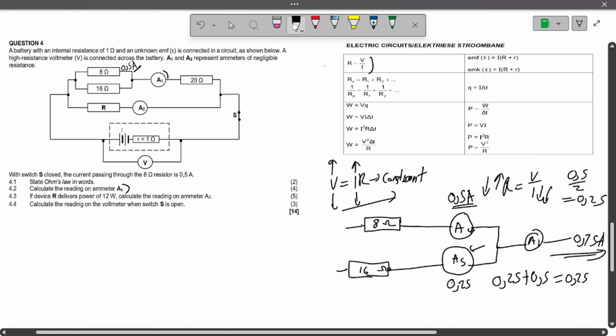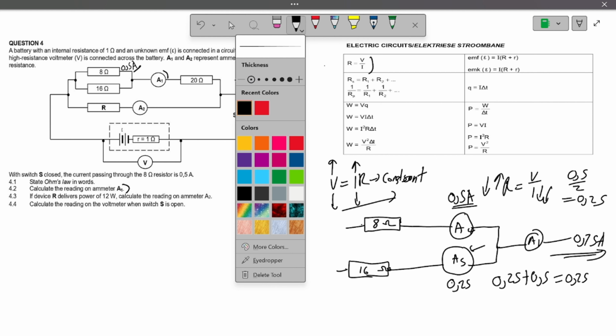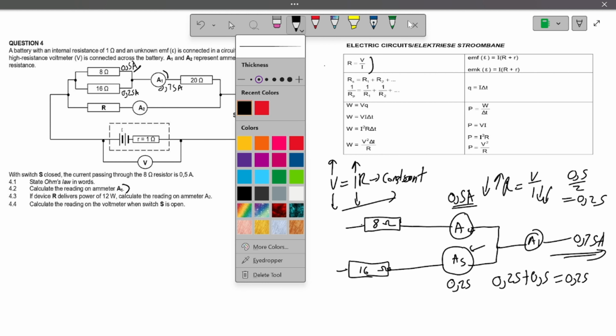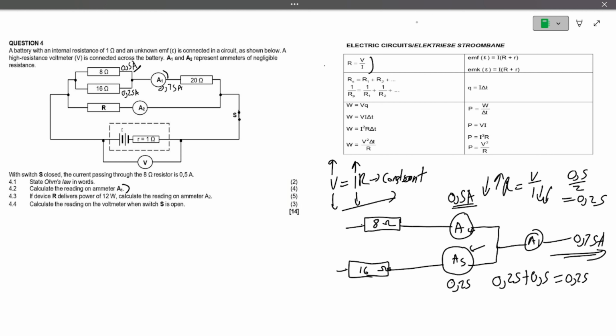Let me just write here that, here we got 0.25 amperes, and then when we add it, we got 0.75 amperes. And then let's just use the equations now.